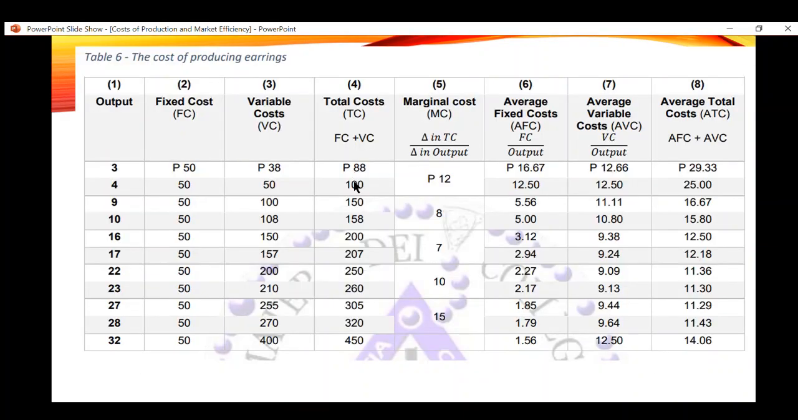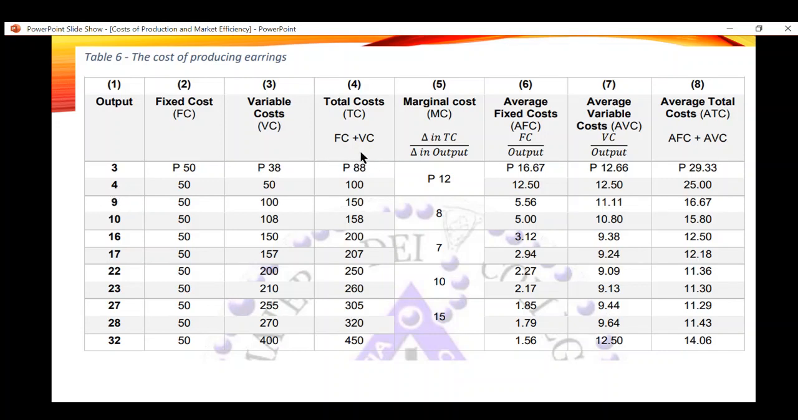88 and 100, 150 and 158, 200 and 207, 250 and 260, 305 and 320. So how do we compute our marginal cost? Remember, marginal cost is our additional cost for every 1 unit that we add. That is why we compute this gap, because 1 unit is being added.